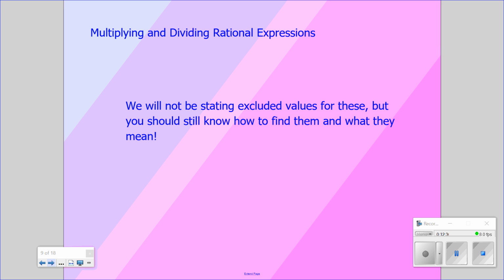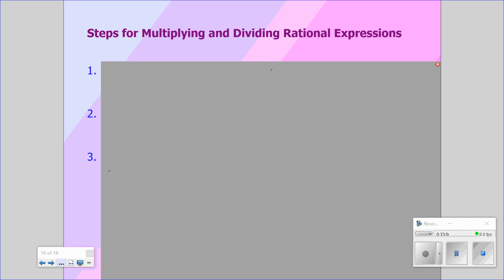Next, this leads us to multiplying and dividing rational expressions. Just to make a note here, we are not going to continue stating excluded values for these. However, you should know that to find them, you set your denominator's factors equal to 0. But I'm only going to make you state the excluded values for simplifying expressions. It's just going to be a lot for us to do with each one of these kinds of problems. But just do keep in mind, your denominators never should equal 0 if you did, in fact, solve for your variables.